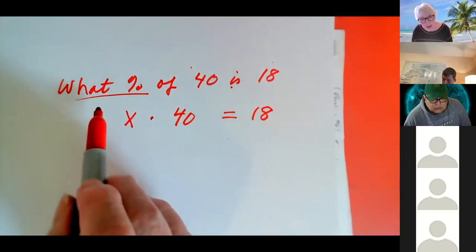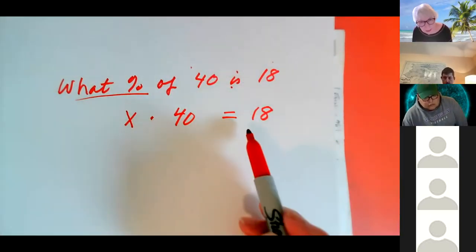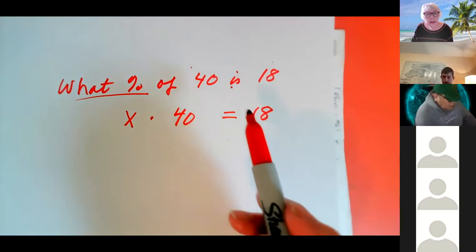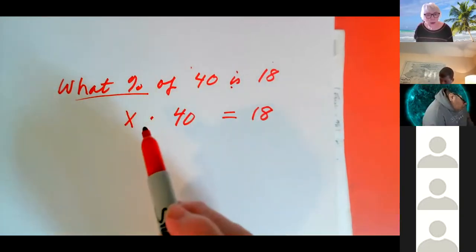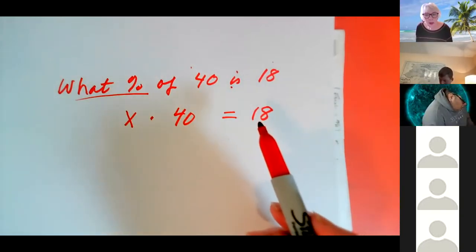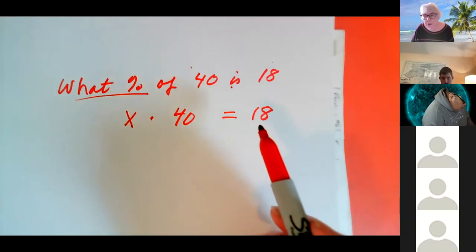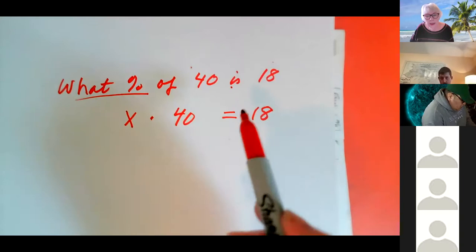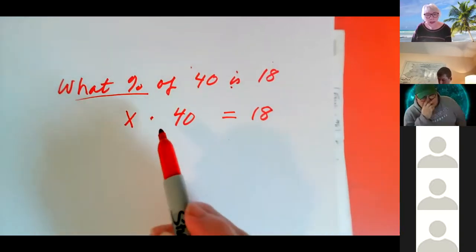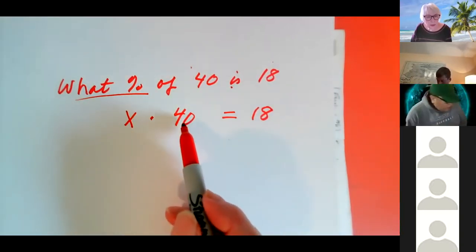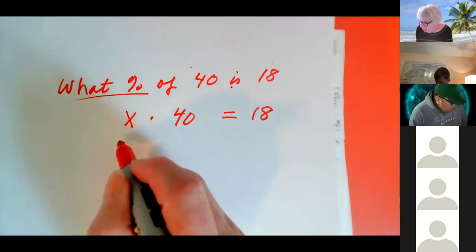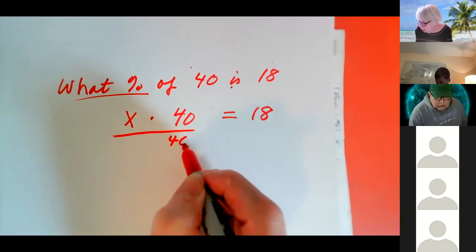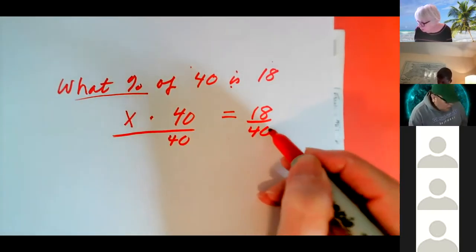This translation from this sentence to this mathematical equation is good practice for what's coming up in your next course. So it doesn't hurt one bit if you can tolerate it. Translate. There's no big deal. So we have X times 40. We need to get rid of the 40. So I'm going to divide it by 40 and divide this by 40.